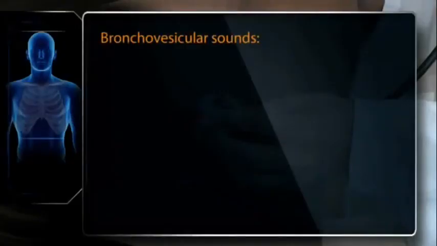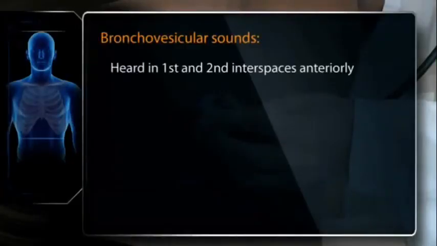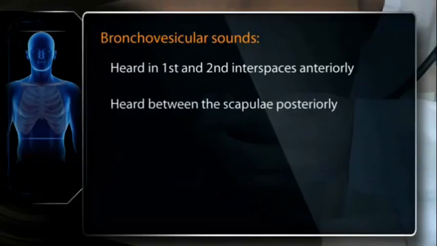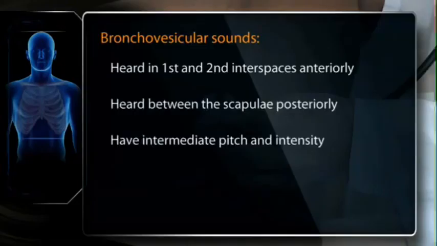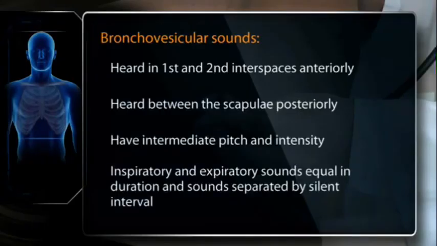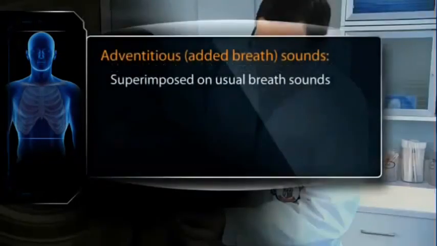Bronchovesicular sounds are often heard in the first and second interspaces anteriorly and between the scapulae posteriorly. They have an intermediate pitch and intensity. Inspiratory and expiratory sounds are about equal in duration, at times separated by a silent interval. Adventitious or added breath sounds are superimposed on the usual breath sounds.